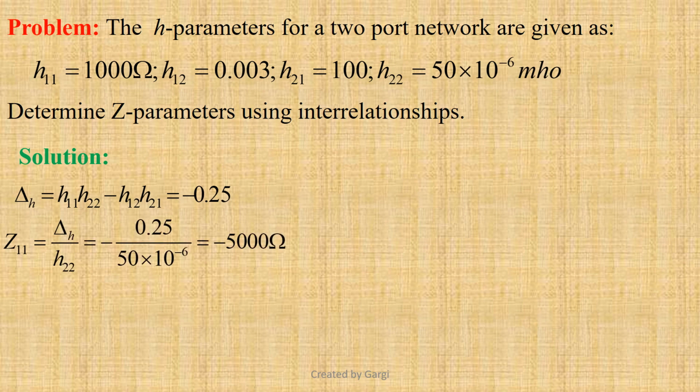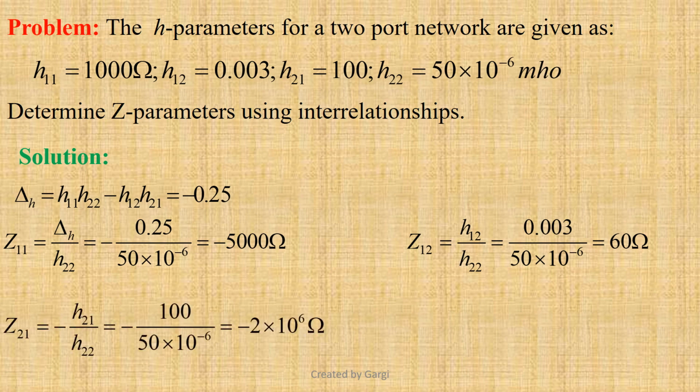Now we are using the interrelationships. Z11 equals delta H by H22, that is equal to minus 5000 ohm. Z12 equals H12 divided by H22, that is equal to 60 ohms. Z21 equals minus H21 by H22, that is equal to minus 2 into 10 to the power 6 ohms. Z22 equals 1 upon H22, that is equal to 20 into 10 to the power 3 ohm.